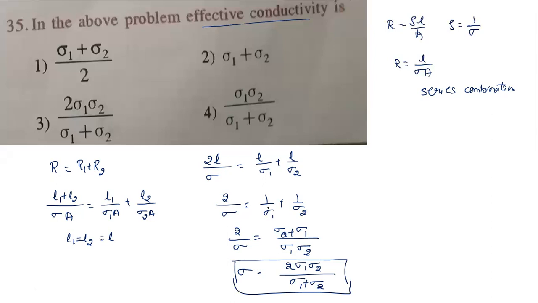Again, if L1 is not equal to L2, you need to use this formula. If it is equal, you need to use this formula. If area is different, you need to take different areas. Where L1 plus L2 are taken, there you take A1 plus A2. That you need to remember. Okay, so this is question number 35. Where is the option? The third option is the correct answer.